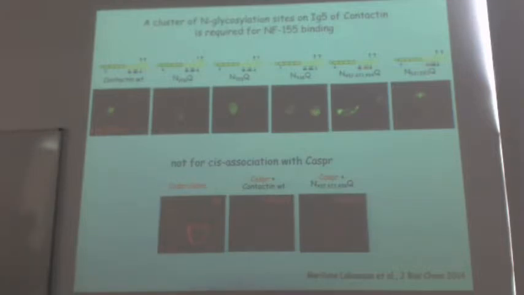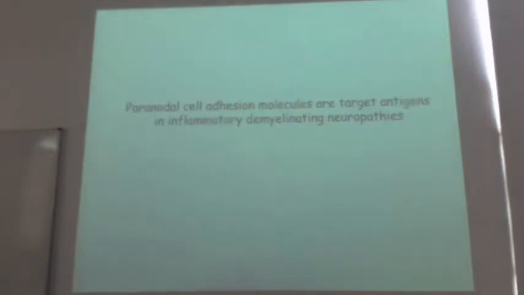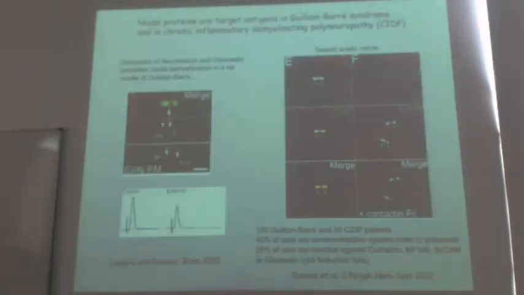Well, we have this data, and at that time in the lab, we were interested in the implication of cell adhesion molecules in some inflammatory demyelinating neuropathies. And so in the lab, Jérôme Devaux used a rat model for the Guillain-Barré syndrome and analyzed the distribution of nodal cell adhesion molecules in this model.